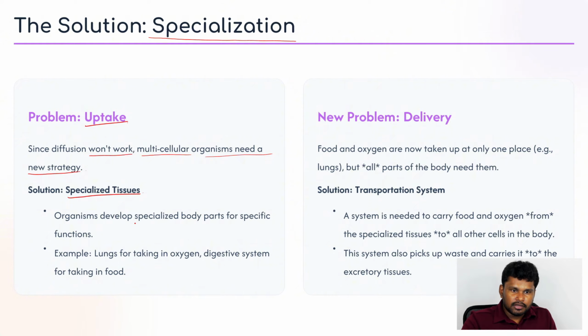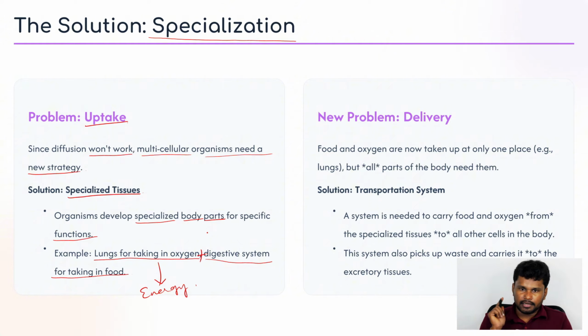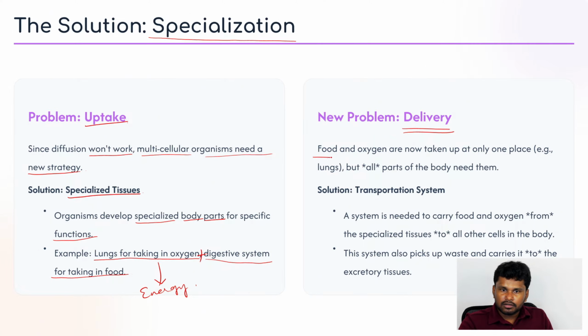The organisms developed specialized body parts for specific functions. If you observe your body, just now I told you, there are different systems supporting different functions, yet all are working together. For example, the lungs are taking in oxygen and the digestive system is taking in food. Both combine to give us energy. Now there is another problem: the delivery, how the oxygen is delivered, how the food is delivered. Now food and oxygen are taken up at only one place.